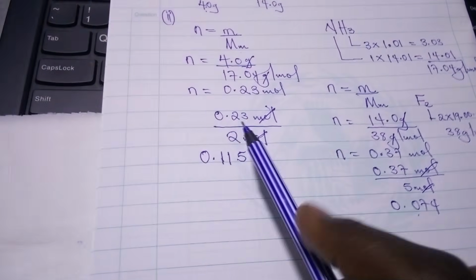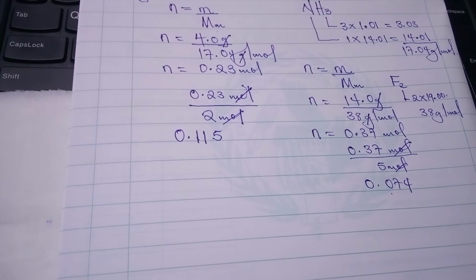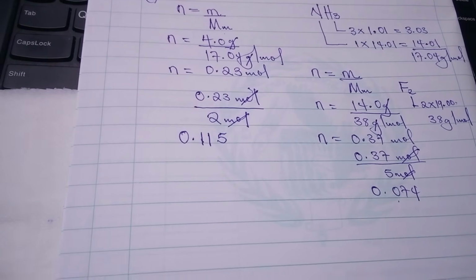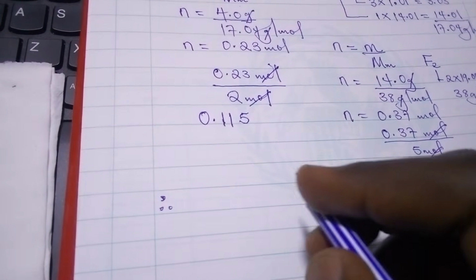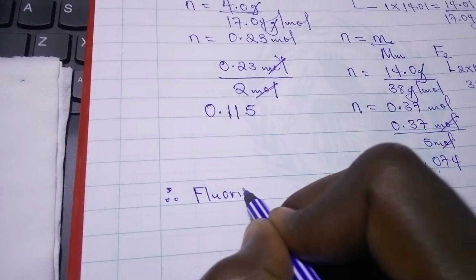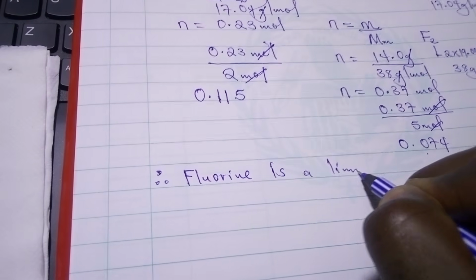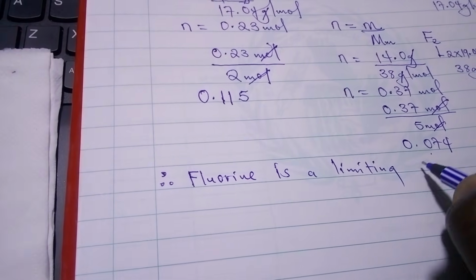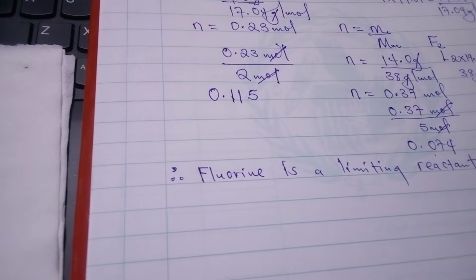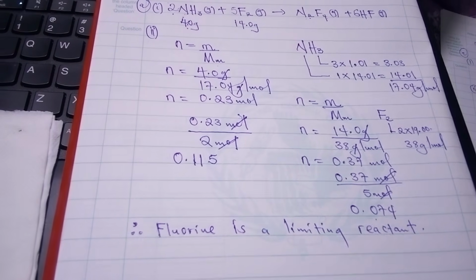So if you compare 0.115 with 0.074, you find that 0.074 is smaller. So you are going to conclude that therefore fluorine is the limiting reactant. So this is the final answer for B. We proceed to the next one.